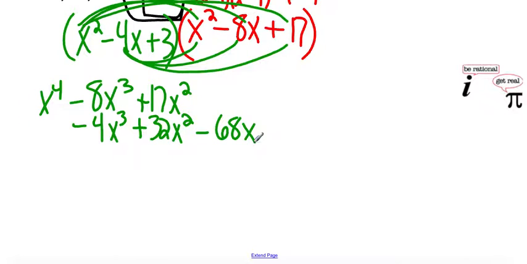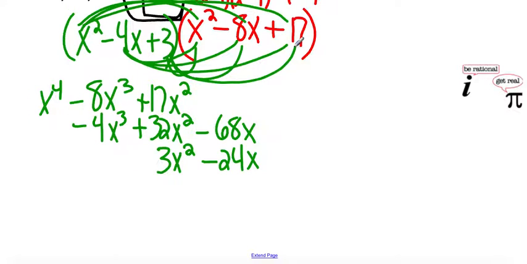Now, I still have one more FOIL to do. It's this 3. So I get 3x squared. I'm going to write that with all the other x squareds. 3 times negative 8x, negative 24x. And then 3 times 17, that's 51, right? Let's hope so. And now I've got all of these like terms lined up.